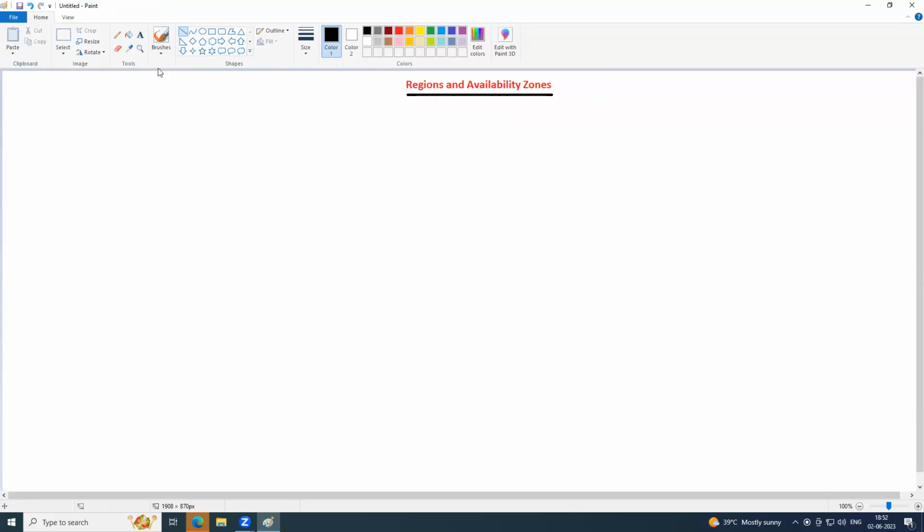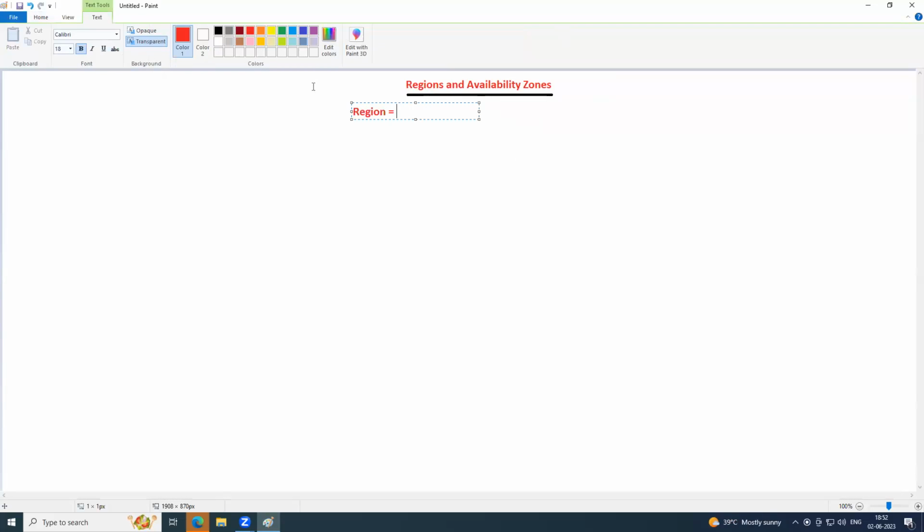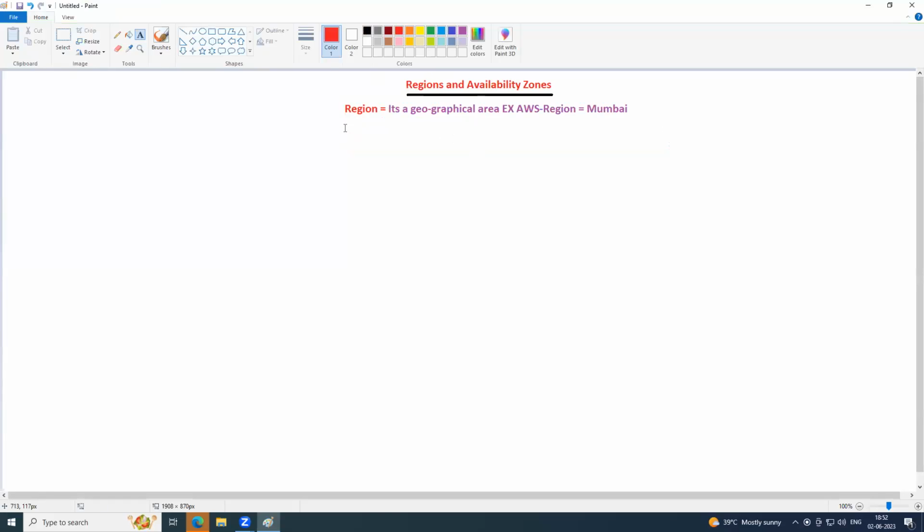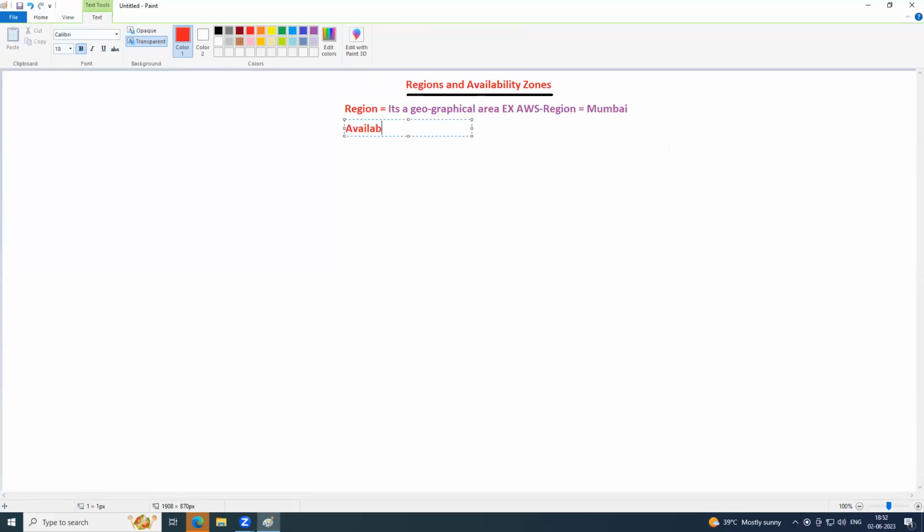So you all remember the topic? Yes? Okay, very good chance for you again. What is a region? It's a geographical area. Example? AWS region is Mumbai. And what does the region contain? Availability zones. What is an availability zone?